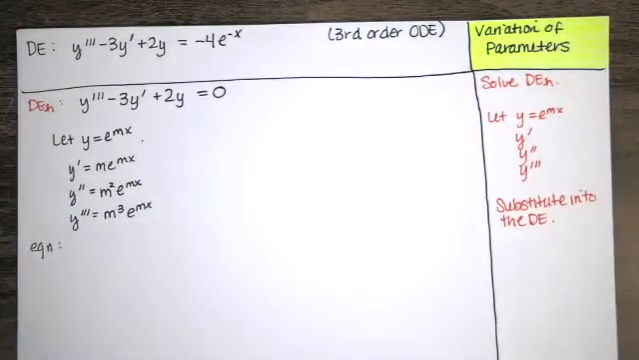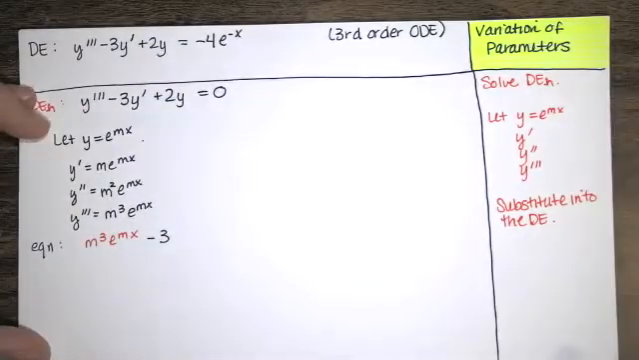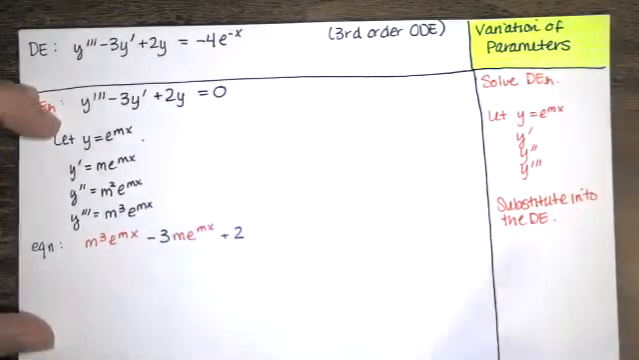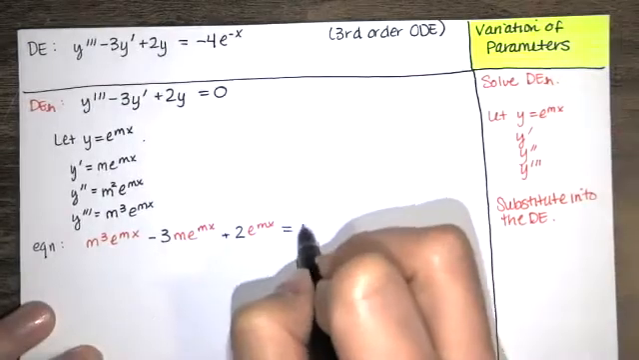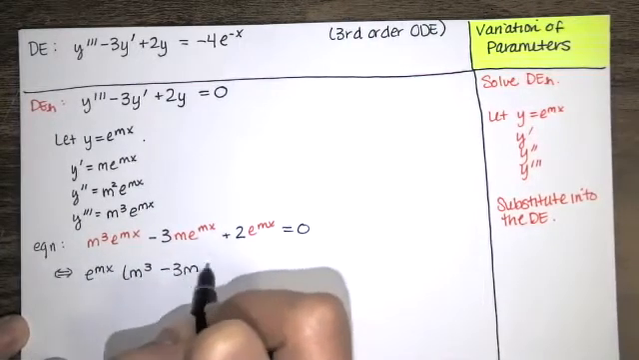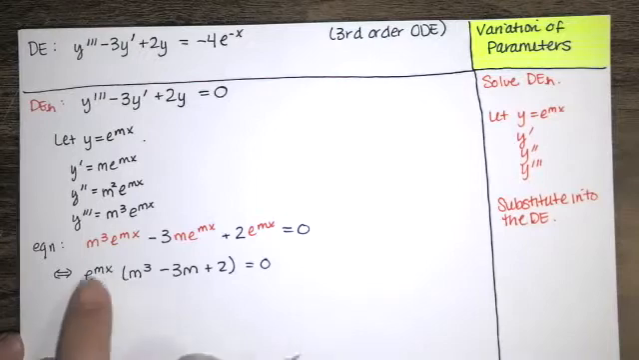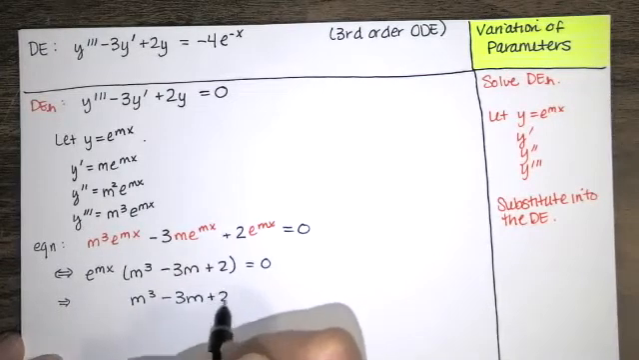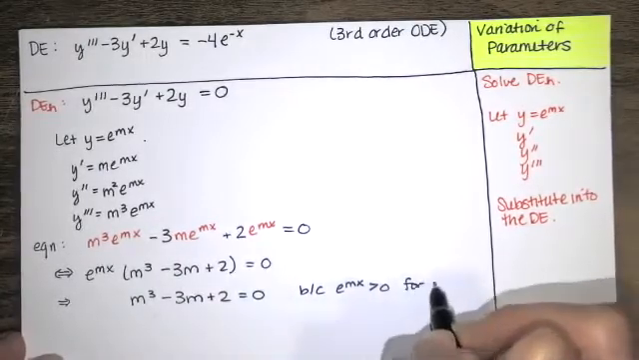And so you get this. We end up with m cubed times e to the mx minus 3 times y prime, which is just m e to the mx, plus 2 times y, where y is e to the mx. And we're setting that equal to 0. And so we factor out e to the mx here, and we get this. So this exponential times this polynomial must be 0 if this exponential is going to be a solution to the differential equation. Now this exponential is never 0. So we must have that this polynomial is equal to 0. The exponential is going to be greater than 0 for all real numbers x.